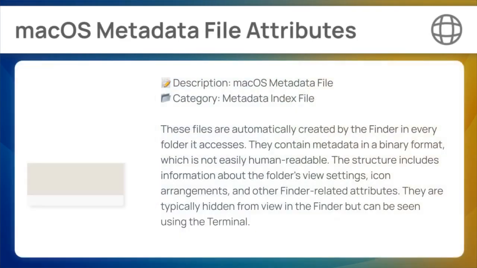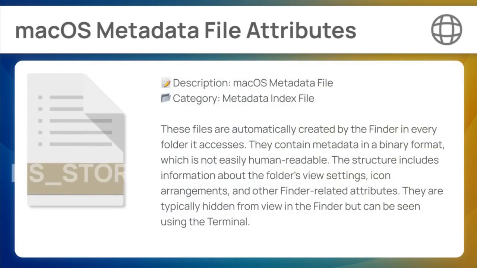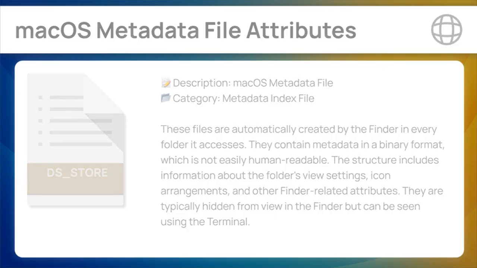These files are automatically created by the Finder in every folder it accesses. They contain metadata in a binary format, which is not easily human-readable. The structure includes information about the folder's view settings, icon arrangements, and other Finder-related attributes. They are typically hidden from view in the Finder, but can be seen using the terminal.